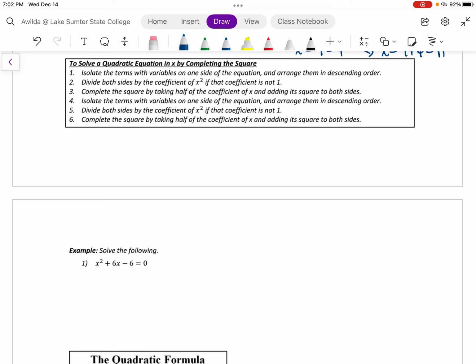We don't have to have anything that's factorable, and we don't have to have any perfect squares because we are going to create a perfect square. Review these steps on your own, and we will model them in the following example.